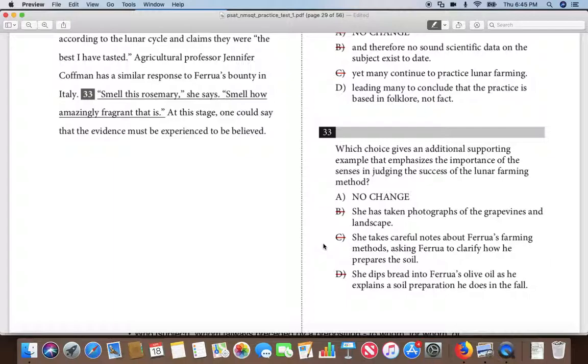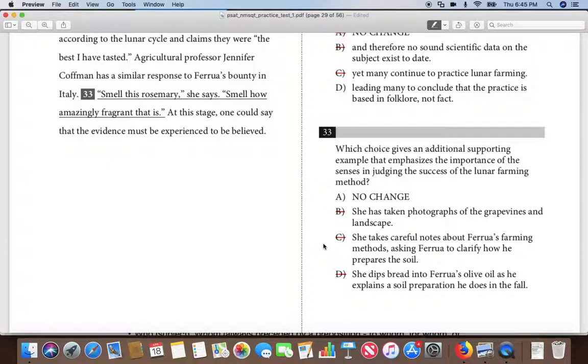But does it emphasize the importance of the senses? It doesn't. Where does it address taste? It doesn't. Not at all. It inspires the imagination, inspires your sense of hunger, but it doesn't address the importance of the senses. Look at answer A again. Look at it. I mean, come on, smell this rosemary, she says. Smell how amazingly fragrant that is. Hits it head on.